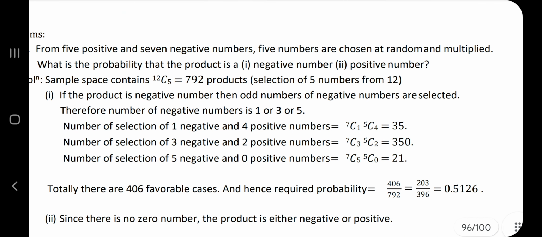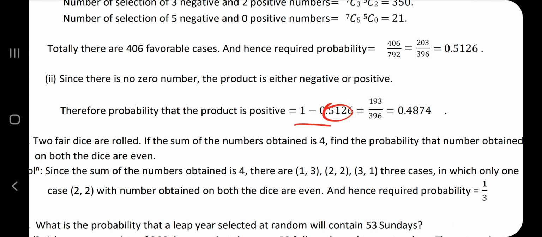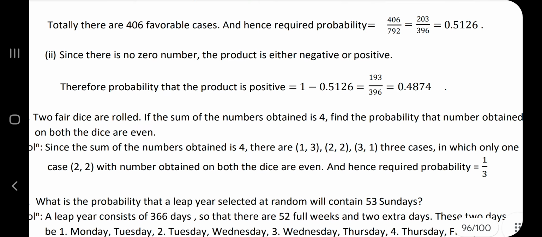And the next one is the positive product. Obviously, from all the products, we got to know the negative ones. Just subtract from 1 the negative ones, and you'll get the positive ones. Very simple. 1 minus the negative ones gives you the positive one. Fine.